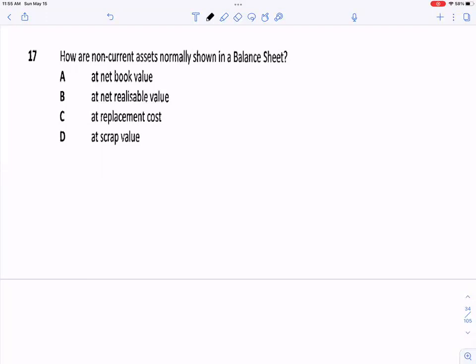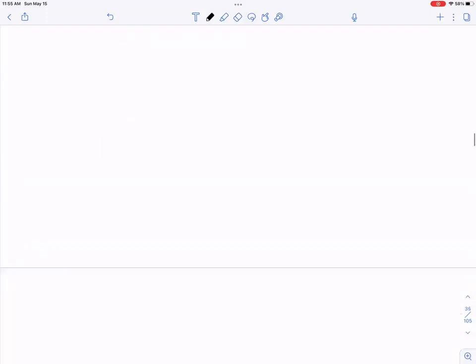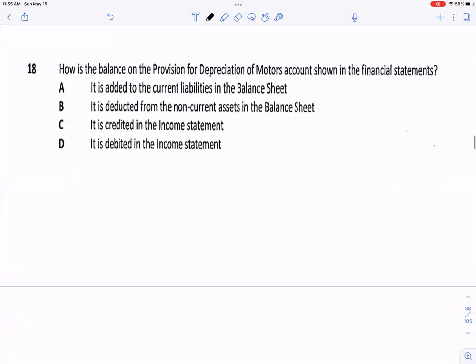Net book value. Yeah, at net book value. How is the balance in the provision for depreciation account shown in the financial statements? Miss, it is added.